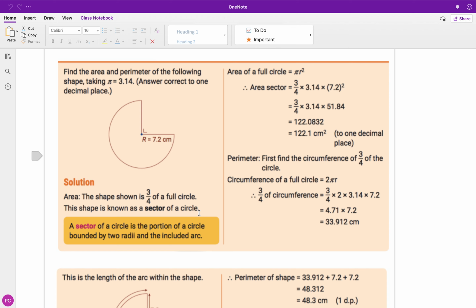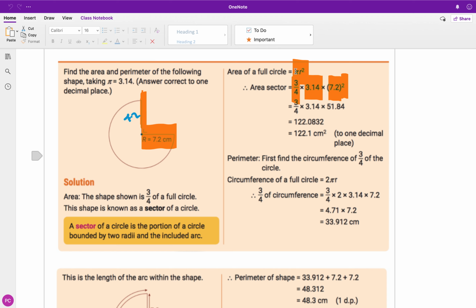So you're thinking, well, where are my radii? Well, there's one radius there, and then there's the other radius going down like that. So you have 2 radii. If that's 7.2, this other one here is going to be 7.2. So if we find the area of a full circle, the formula is pi r squared. The area of the sector, the bit you're looking for, is not going to be a full pi r squared, it's going to be 3/4 of pi, there's 3.14, the radius is 7.2 squared.